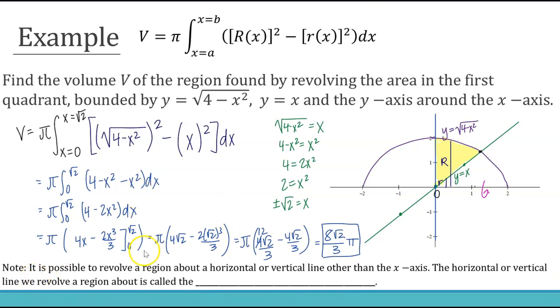So note, it is possible to revolve a region about a horizontal or vertical line other than the x-axis or, let's say, the y-axis, right? So the horizontal or vertical line we revolve a region about is called the axis of rotation, or sometimes it's called the axis of revolution. So just formalizing that, I have said that out loud already, but that line that we rotate around can be either the x or y axis or really any horizontal or vertical line.